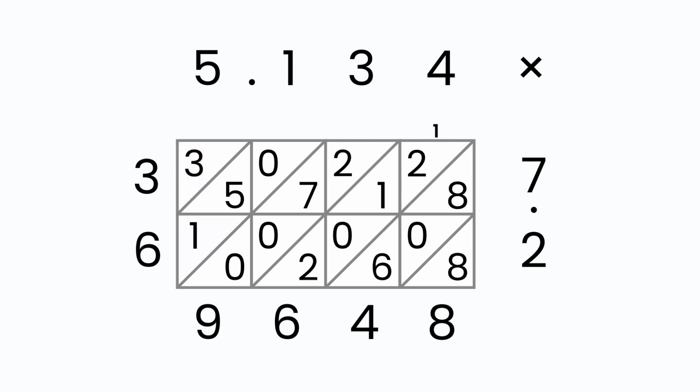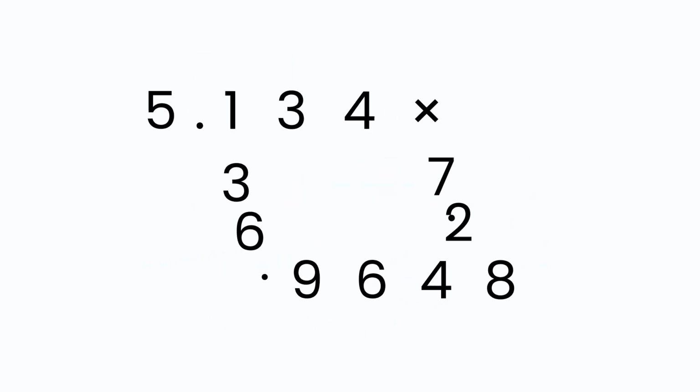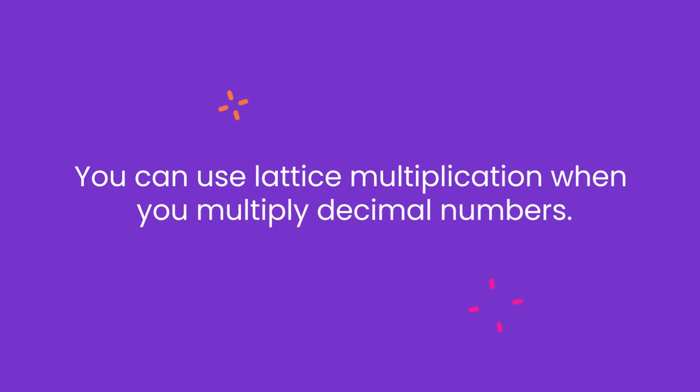Where should you put the decimal point? Remember that there are 4 decimal places in the factors, so there are 4 decimal places in the final answer as well. So the decimal point must be placed between 6 and 9. So 5.134 times 7.2 equals 36.9648. You can use lattice multiplication when you multiply decimal numbers.